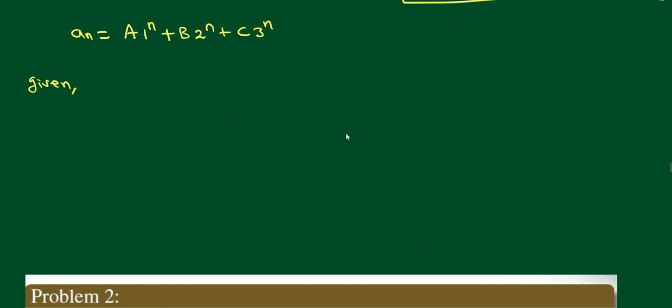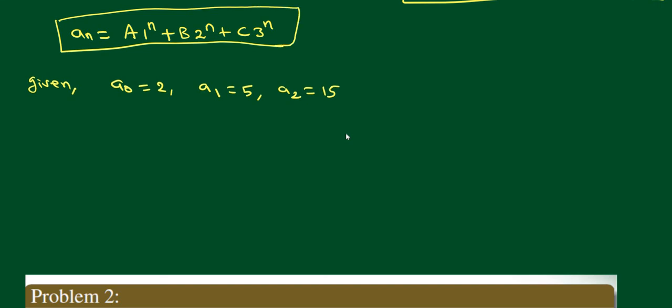So I will rewrite that one. A0 is 2 and A1 is 5 and A2 is 15. With the help of this, I want to find what A, B, C are. That is my aim. So this is the general solution. Finally, I want to conclude this as the solution, but my aim is to find the arbitrary constants A, B, C. If you have any initial condition, you can go for finding the arbitrary constants.